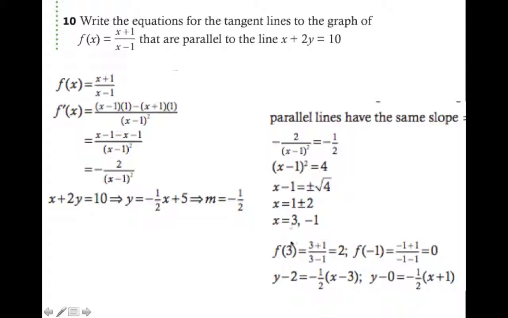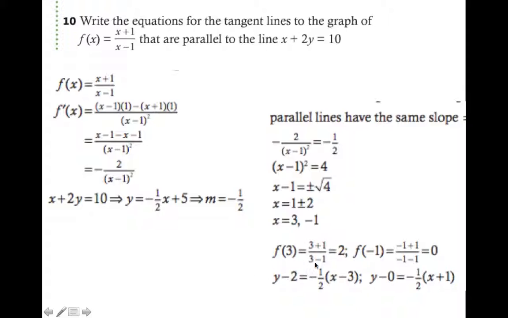First of all, we need f of 3. We need to know what that point is. We know the x value is 3, but what's the y value? So we plug it in. The y value is 2. Then we take x is -1 and put it in the original function. Plug it in. 0. The x value is -1, the y value is 0.